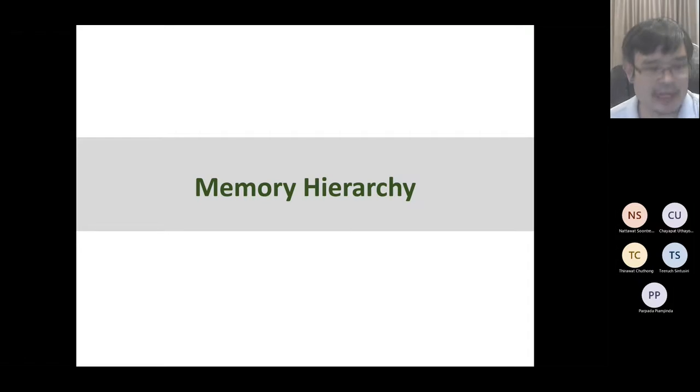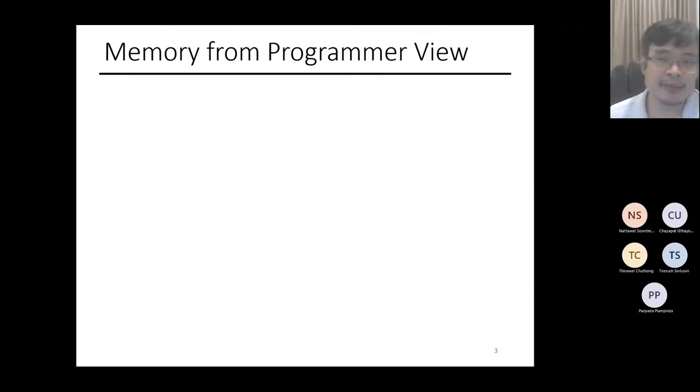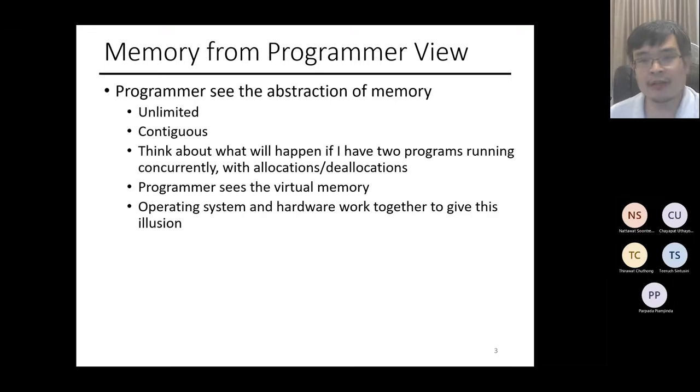But let's talk about the memory hierarchy, right? The memory hierarchy is basically motivated by what the programmer would like to see, right? So from the programmer's view, it sees an abstraction of the memory. When you have tons and tons of Google Chrome tabs open, you see that it starts using more and more memory, and sometimes it actually exceeds the amount of DRAM that you have on the machine.